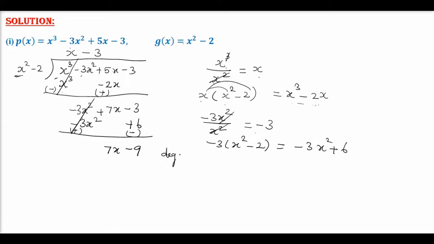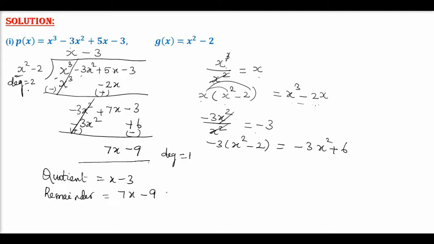Degree of the remainder here is 1 and degree of the divisor here is 2. Now we see that degree of the remainder is less than degree of the divisor, so we couldn't proceed with the division further, so we stop here and we have got the quotient and the remainder. The quotient here is x minus 3 and remainder here is 7x minus 9. So this is how we divide two polynomials using division algorithm.